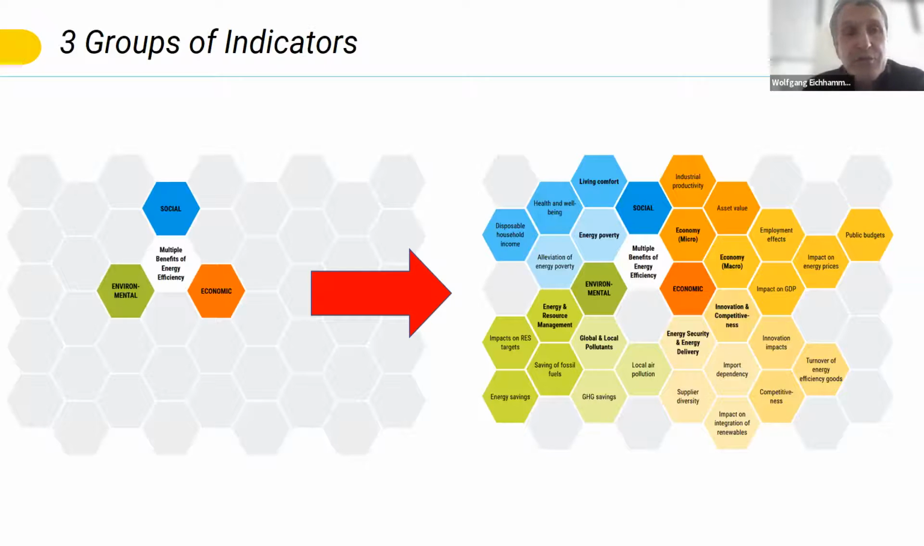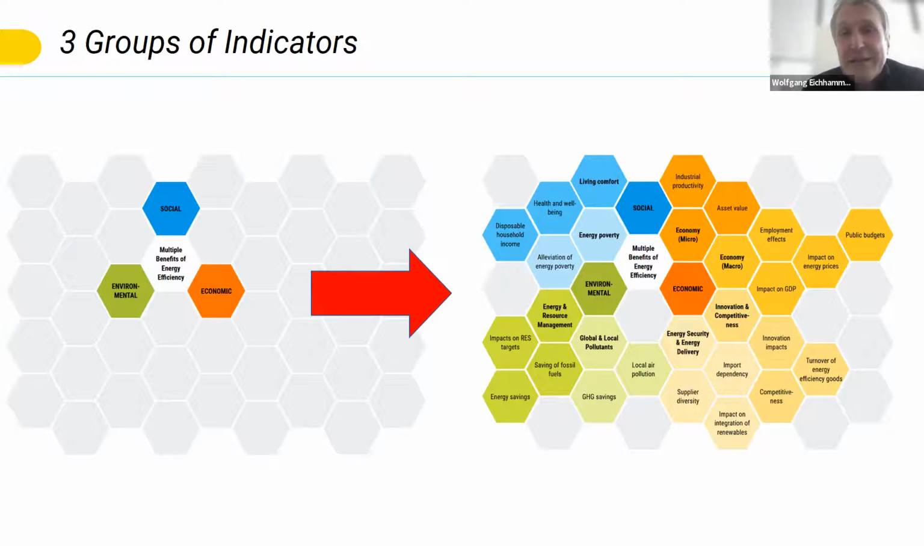Very quickly to show you the groups and some insight in the indicators, but this will be detailed much more in the following webinars. The multiple benefits, multiple impacts are divided into three major groups: environmental impacts, economic impacts, and social impacts. And you see on the right-hand side some indication how each of the group is broken down.